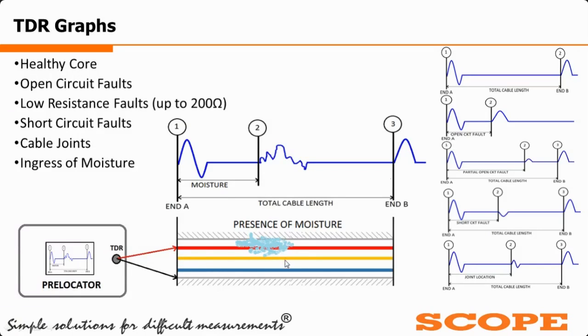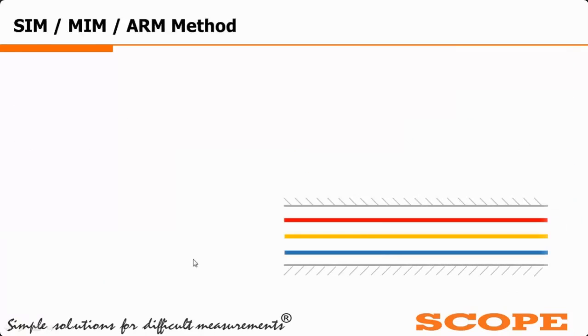For this type of insulation failure or high resistance type of fault, we have to go for the next method, the high voltage pre-location method, in which the first is the secondary impulse method or multiple impulse method. Let us consider a cable of which the armor is grounded at both ends. For the secondary impulse method or multiple impulse method, we will require mainly three instruments.